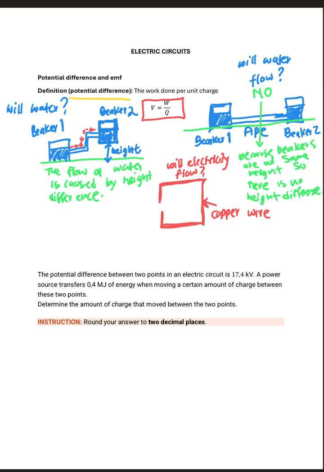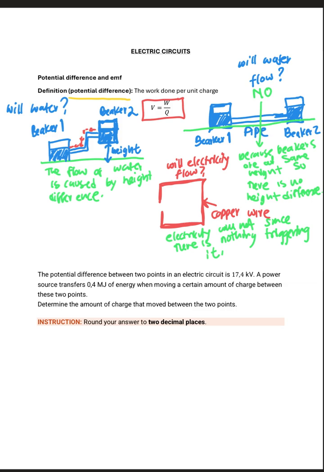So electricity will not flow because there is nothing that is triggering it, right? Electricity will not flow since there is nothing triggering it. Electricity will not flow because there is nothing that is what? There is nothing that is triggering the electricity to flow.